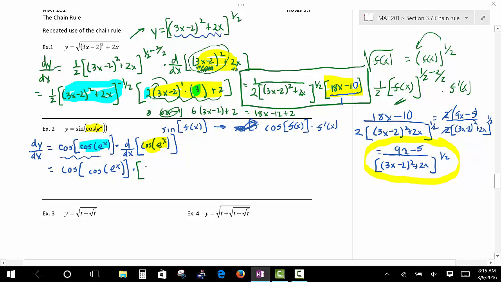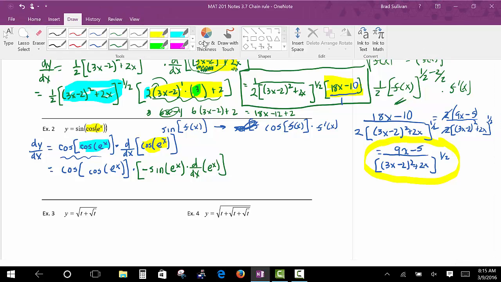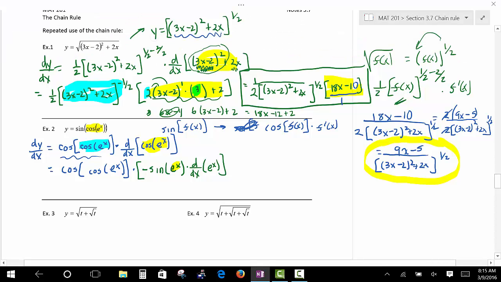So let's do that. The derivative of a cosine is negative sine of itself, right? Then what? Times the derivative of what's inside. That's a chain rule again, see? So you're using a chain rule within a chain rule again. Does that make sense? Okay?